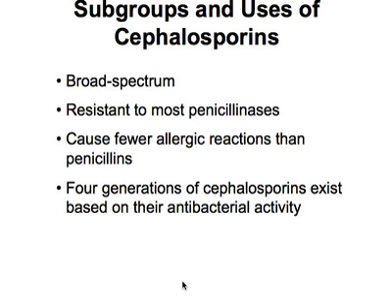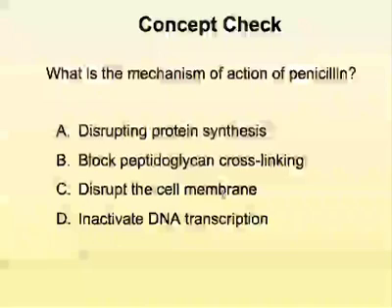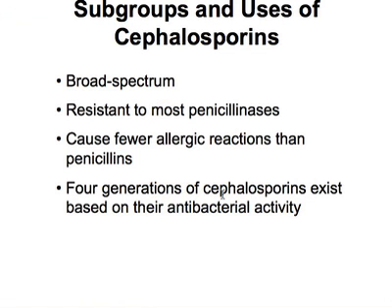And there are essentially 4 generations of cephalosporins that exist, and again they're based on their antibacterial activity. Each generation is essentially a different iteration of the drug. The first generation tends to be the earliest flavor of the drug, and the later generations tend to be the more recently developed.